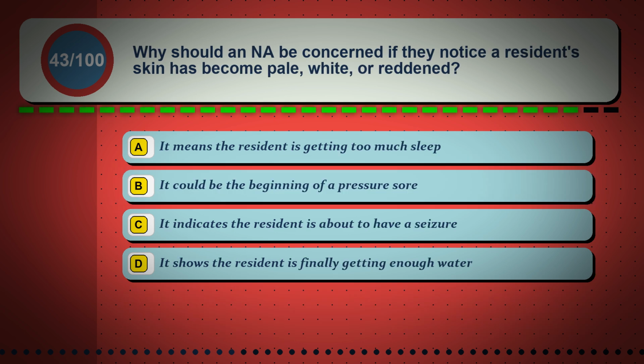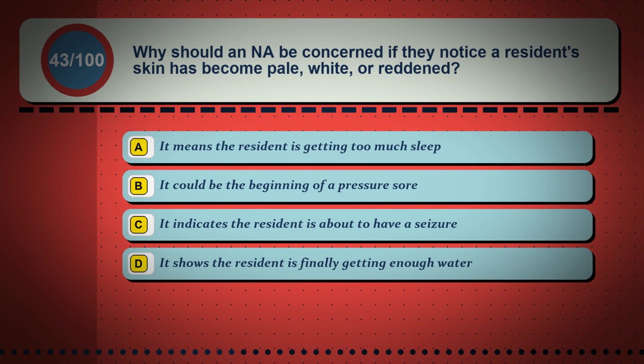Question 43. Why should a NA be concerned if they notice a resident's skin has become pale, white, or reddened? Option A, it means the resident is getting too much sleep. Option B, it could be the beginning of a pressure sore. Option C, it indicates the resident is about to have a seizure. Option D, it shows the resident is finally getting enough water.